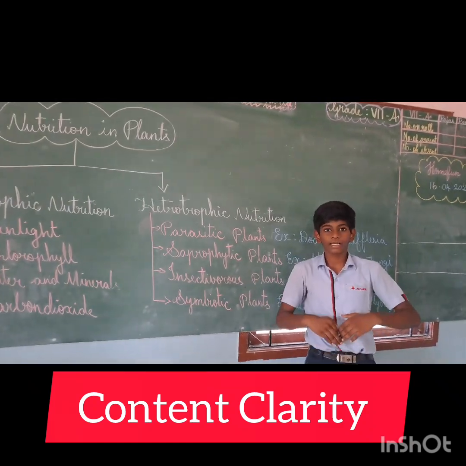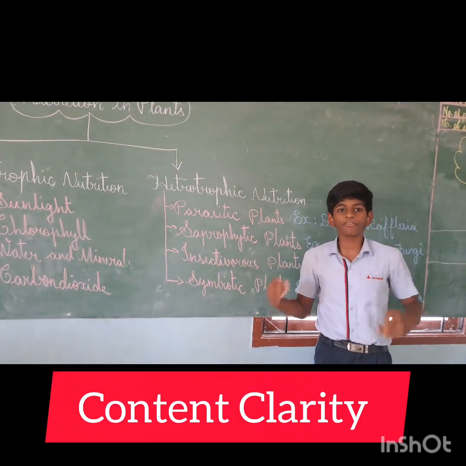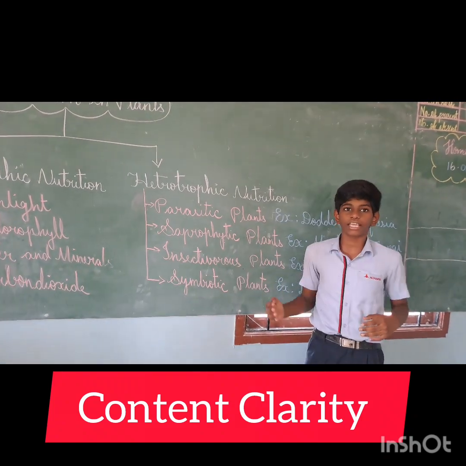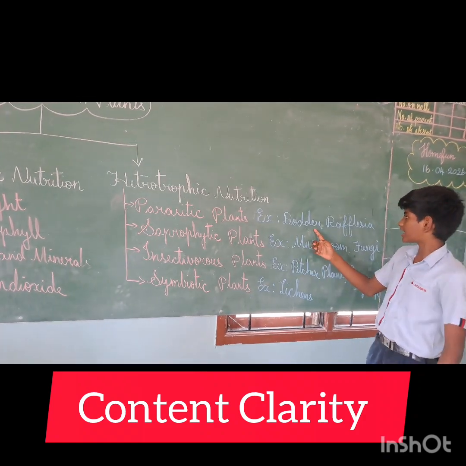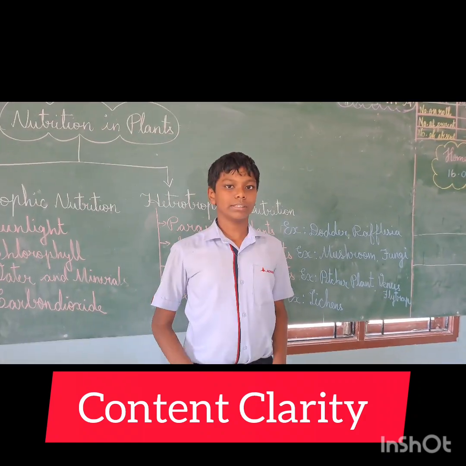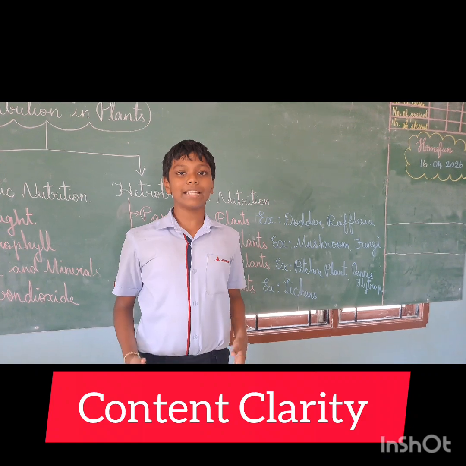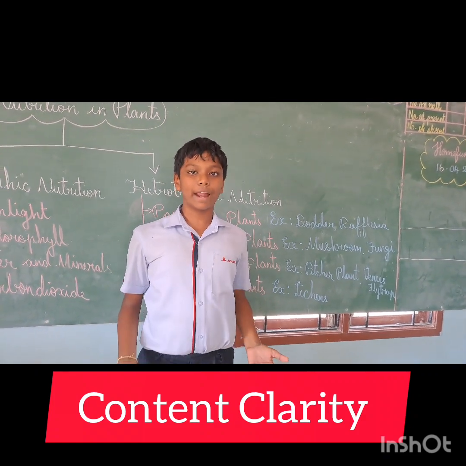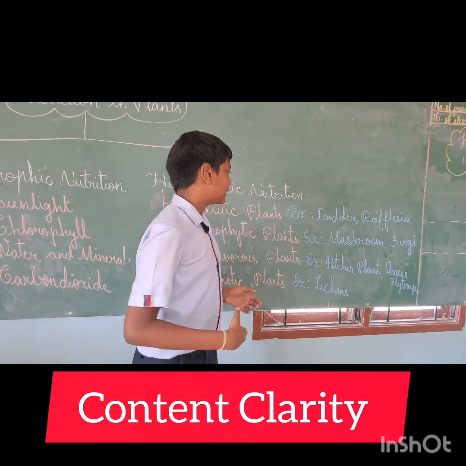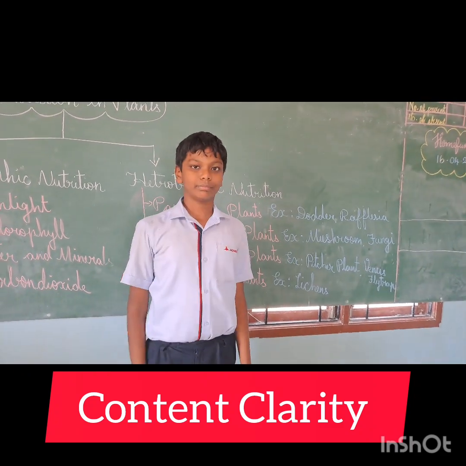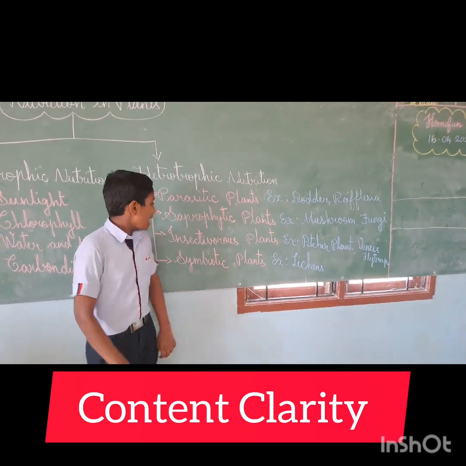Parasitic plants. Plants which live on other plants and obtain food from them are called parasitic plants. They are mostly non-green due to the absence of chlorophyll. Example, Rafflesia. Saprophytic plants. Some non-green plants that feed on dead and decaying organic matter, dead plants and animals, are called saprophytic plants. Example, mushroom, fungi, Monotropa.